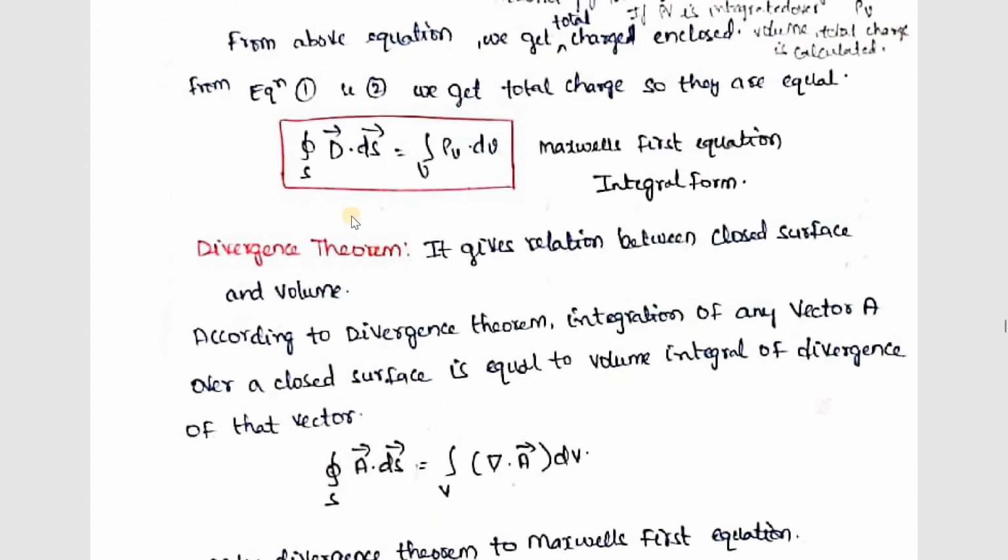Now we'll apply the divergence theorem to this. What does the divergence theorem mean? Generally, the divergence theorem gives the relation between a closed surface and a volume. According to the divergence theorem, the integration of any vector A, let me consider A is a vector, over a closed surface S is equal to the volume integral of the divergence of that vector A. Divergence means del dot A dV.